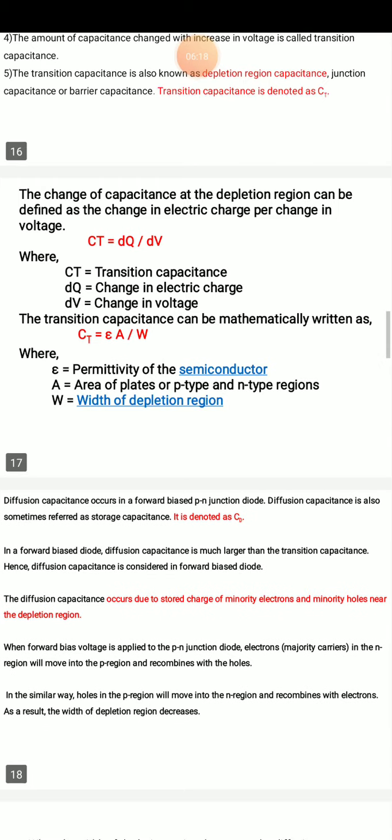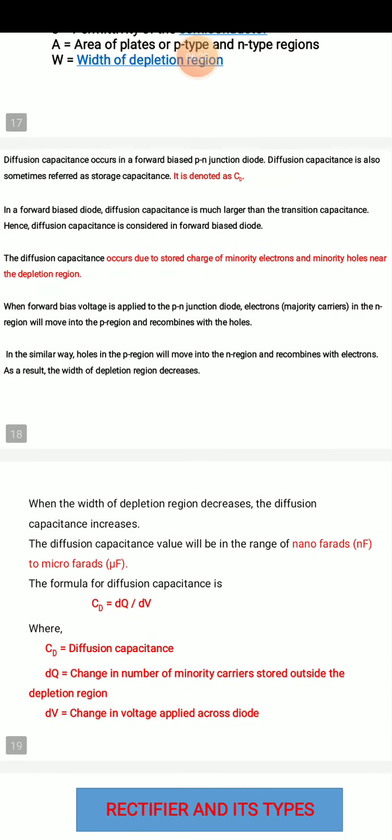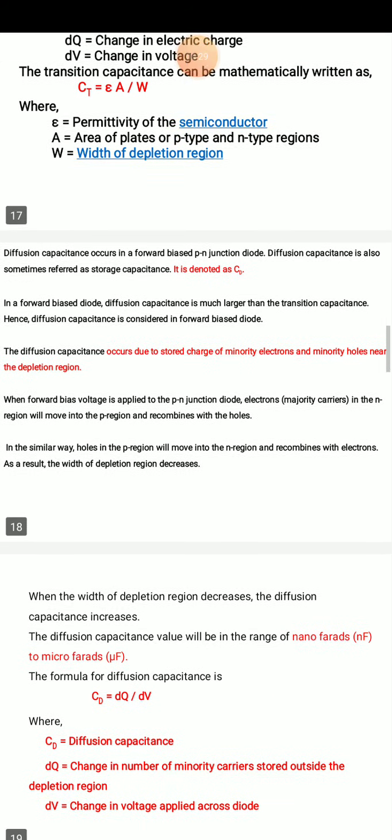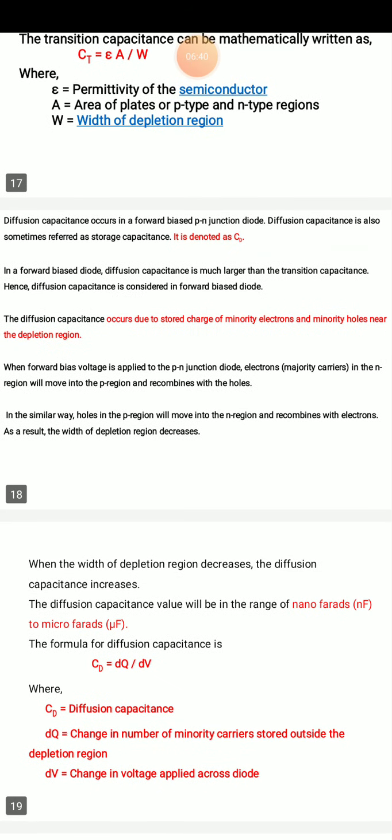Next, we will see the diffusion capacitance. I already told you transition capacitance and diffusion capacitance are the two factors we are going to see here. The second one, the diffusion capacitance, occurs in the forward bias of the PN junction diode. The diffusion capacitance is also sometimes referred to as a storage capacitance.